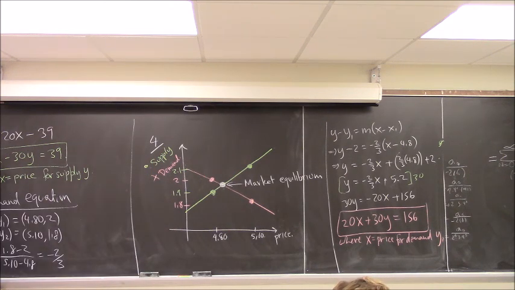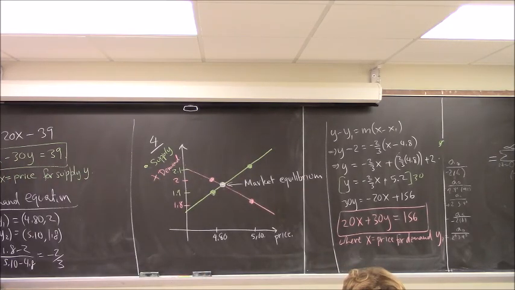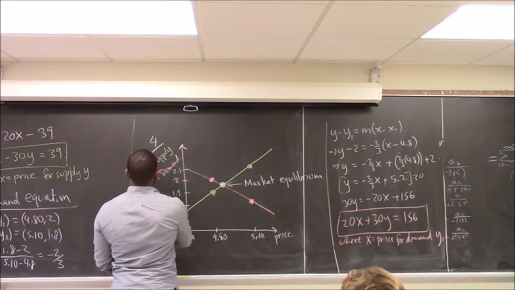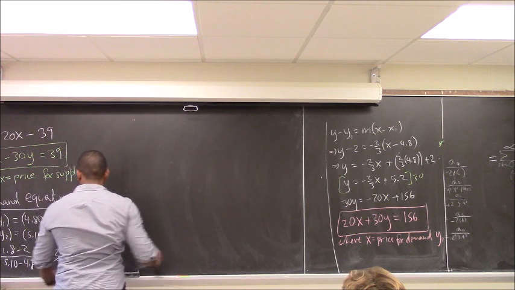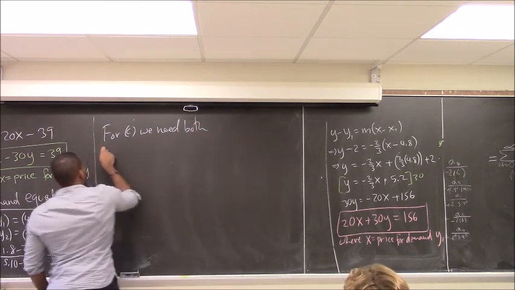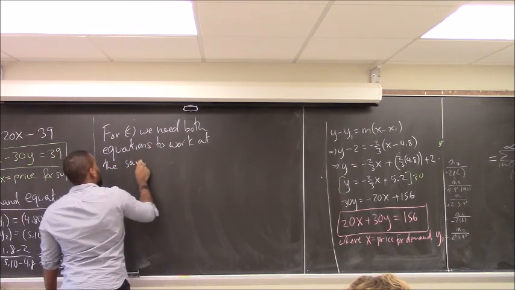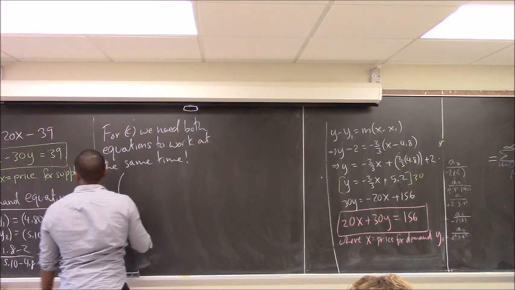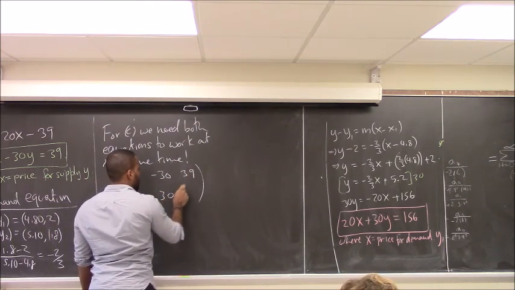Okay. So now, of course, the equilibrium situation happens where these two intersect. So I actually want to solve a system of equations to answer the last problem. And so we can jump right into there. For C, we need both equations to work at the same time. So that means I have to solve a system of equations. So I'm going to have something like 20, minus 30, 39, and 20, plus 30, 156.